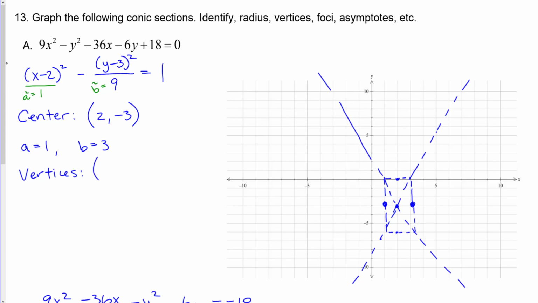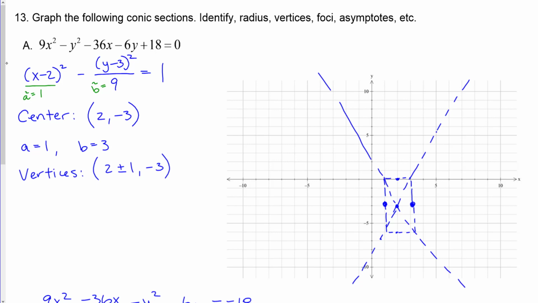All right, now this particular point here and this particular point are the vertices. The center is (2, −3), so I've gone just 1 unit to the left and right of 2. So 2 plus or minus 1, −3. So I'm still on the same horizontal line. You could write (3, −3) and (1, −3), or just list it this way. That's fine, either way.